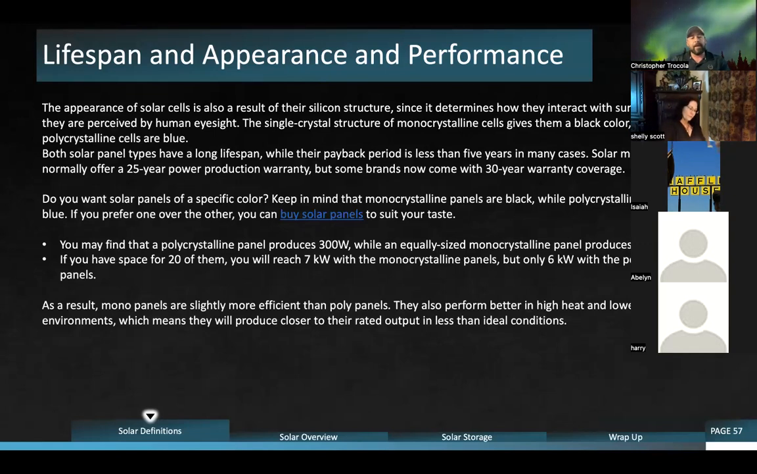As a result, mono panels are slightly more efficient than poly panels. They also perform better in high heat and in low light environments, which means that they produce closer to their rated outputs in less than ideal conditions.